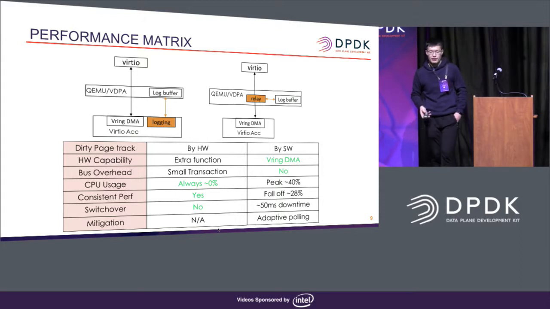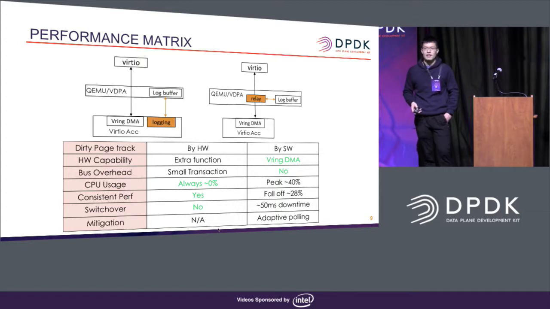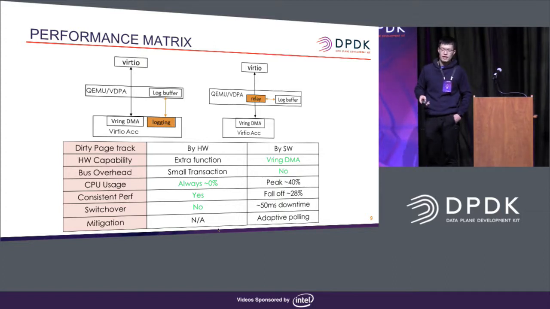On the contrary, the software logging gets rid of this hardware requirement for logging, but it has some trade-off in CPU usage. And you know that when the network throughput goes very high, the relay thread will also be very busy. In my preliminary test, I observed a peak CPU usage of 40%. And due to more stuff involved in the data path, the throughput of a network TCP stream falls off about 28% from the direct I/O mode.